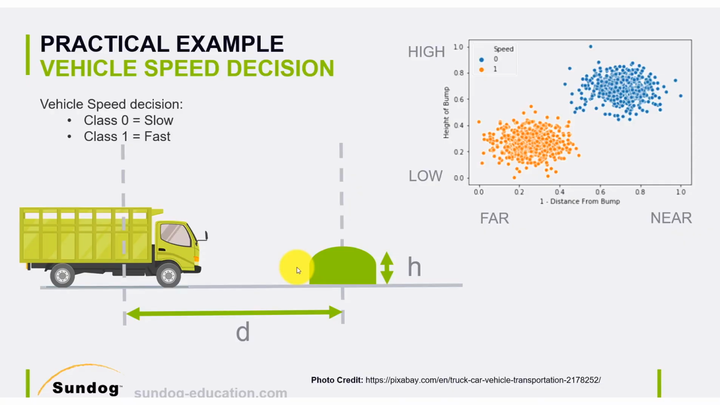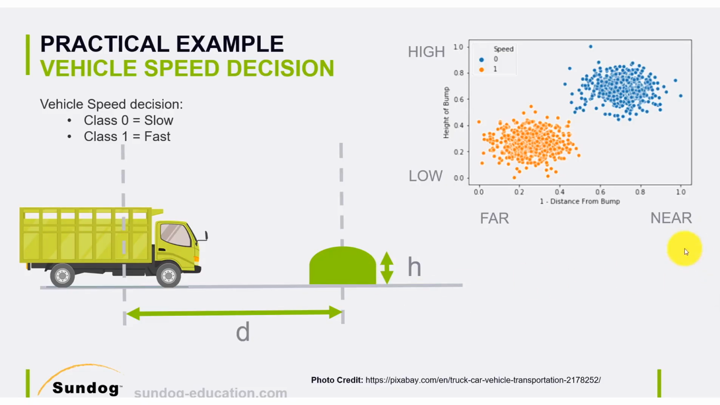Okay, so the first step in this practical example is to assume that we have our truck here, and let's assume that we have a bump. And we have a distance d, which is the distance away from the bump, along with the height of the bump. What we need to do is code the truck in a way to perform a decision. In a very simple form, that's a very simple example. Either we're going to drive the truck fast, or we're going to drive the truck slow.